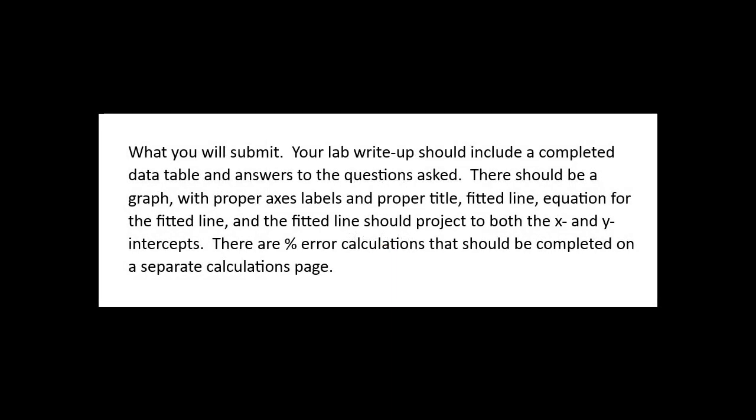What you will submit: your lab write-up should include a complete data table and answers to the questions asked. There should be a graph with proper axes labels and proper title, fitted line, equation for the fitted line, and the fitted line should project to both the x and y intercepts. There are percent error calculations that should be completed on a separate calculations page.